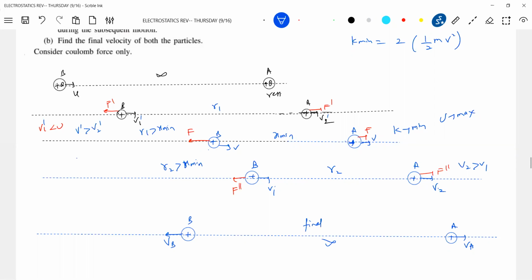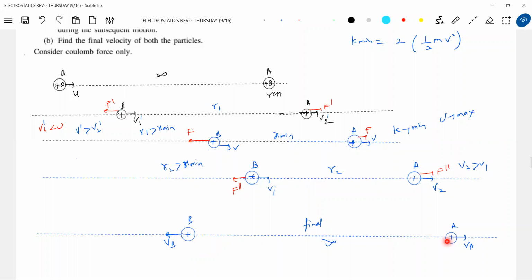It's asking for the final, and the separation between them will be in final. Find the final velocity of both the particles. So what will happen to A? A will continuously be accelerating because of repulsive force. B, what is the path of B? B will undergo retardation, somewhere at a point instantaneous rest. Then it starts moving towards left.